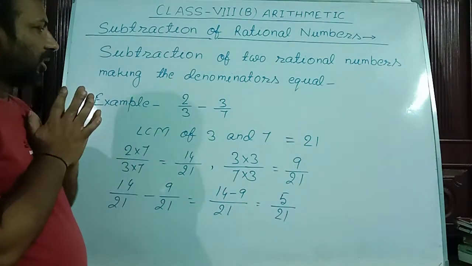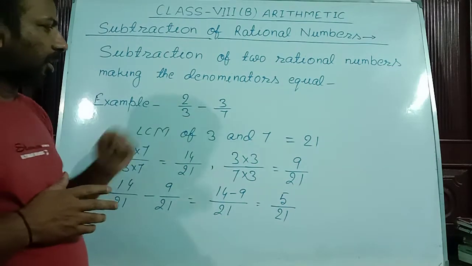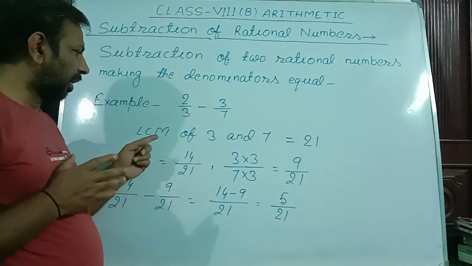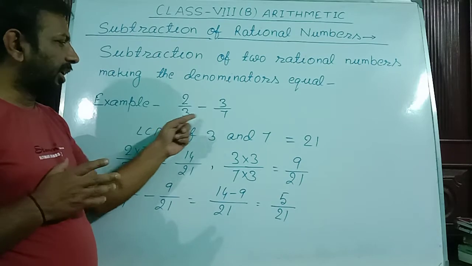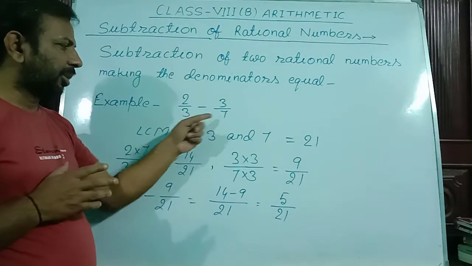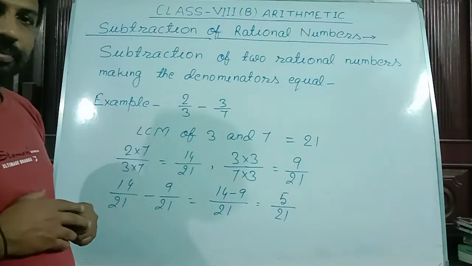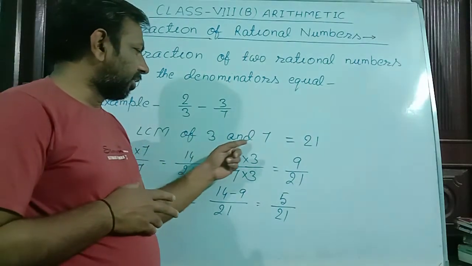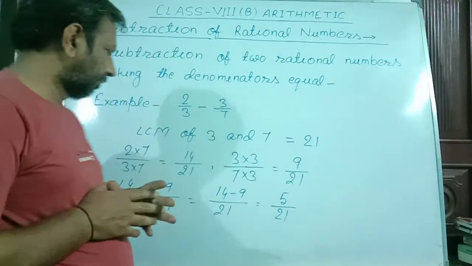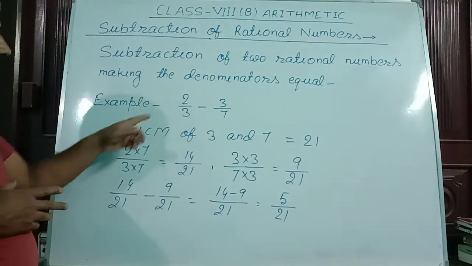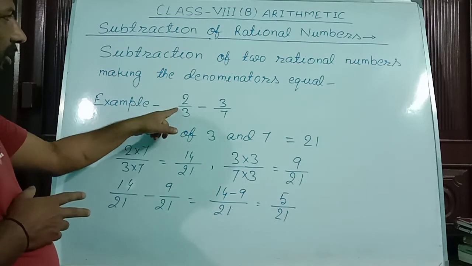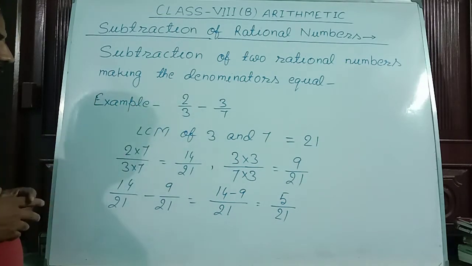So, to make the denominators equal, at first I have found the LCM of these two denominators 3 and 7. The LCM of 3 and 7 became 21. Now, the first rational number is 2 by 3. I wrote here 2 by 3.